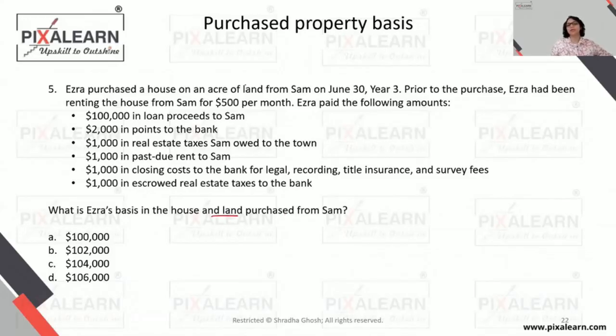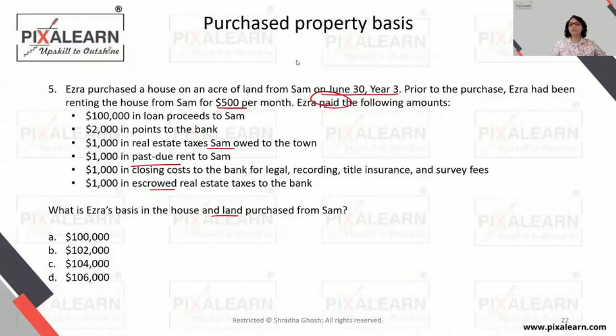Sarah purchased a house on an acre of land from Sam on 30th of June, year 3. Prior to the purchase, Sarah had been renting the house from Sam for 500 per month. The following amounts were paid. There was 100,000 in loan proceeds to Sam, 2,000 in points to the bank, 1,000 in real estate taxes that Sam owed to the town, 1,000 in past due rent to Sam. There's a closing cost and there's an amount which is escrowed for real estate taxes to the bank. Can you tell me how much of this would be included?